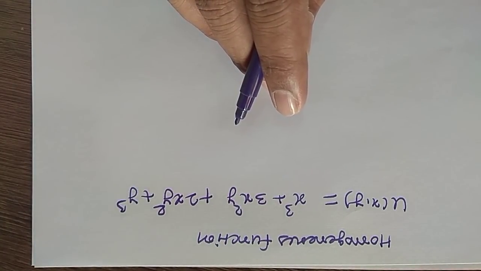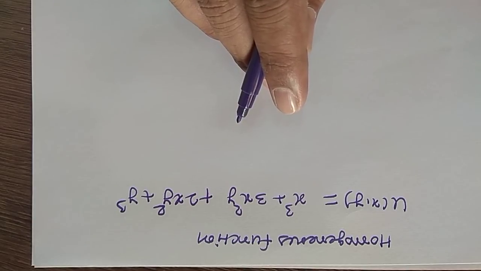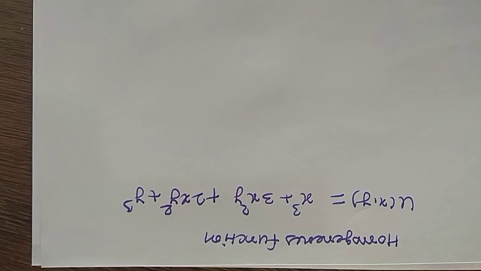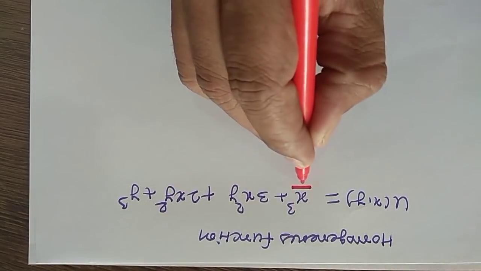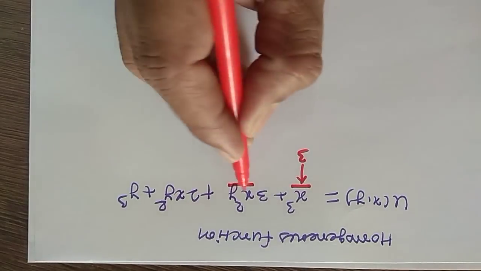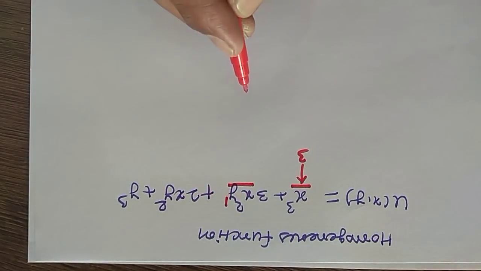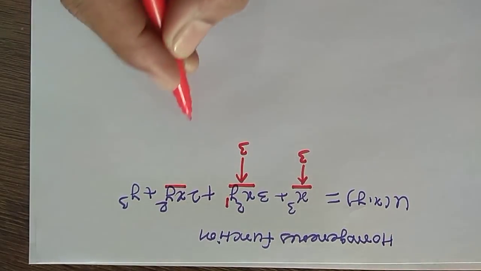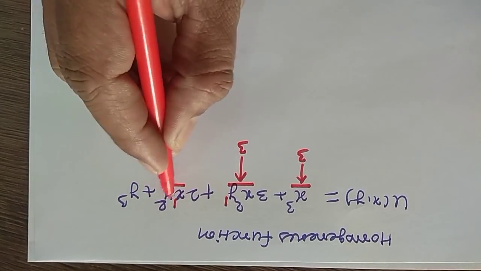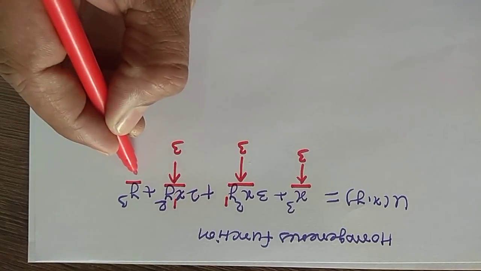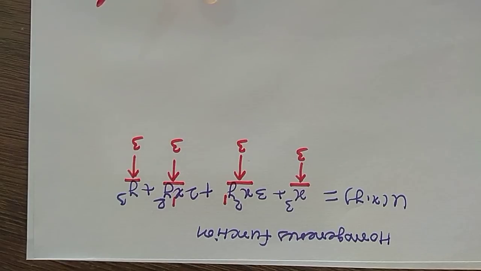Now in this example, if we observe each and every term, then it is clear that the degree of the first term is 3. Now the second term, x square and y, the power of y is 1. This is 2 plus 1. Total degree of the second term is 3. If we observe the third term, x is 1, y is 2, total degree is 3, and y cube is 3. Degree of each and every term is 3.